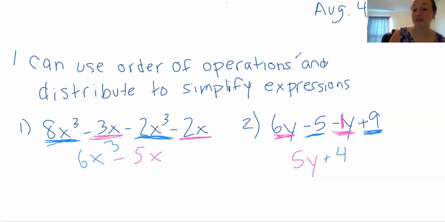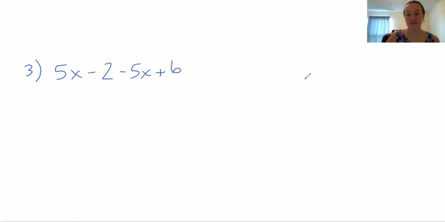Okay, let's look at another one. And then I'm going to have you guys try some. I'm going to go to a second page because I am out of space. Okay, so next in your notebook or on your paper, let's go ahead. Example 3. We've got 5x minus 2 minus 5x plus 6. I'll give you a second to write that down.